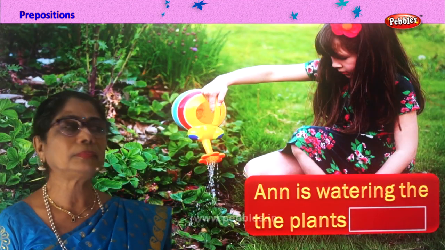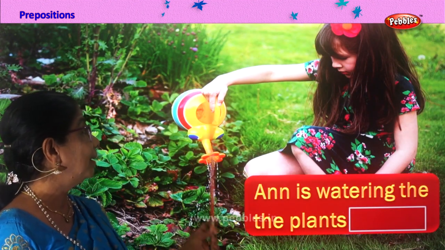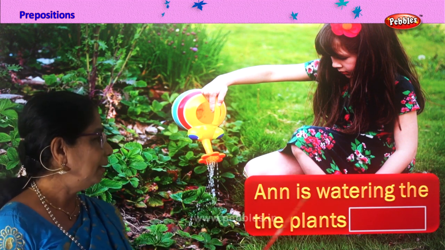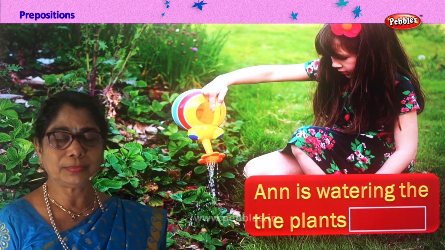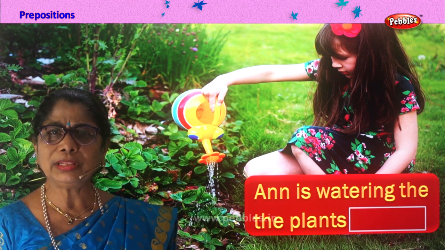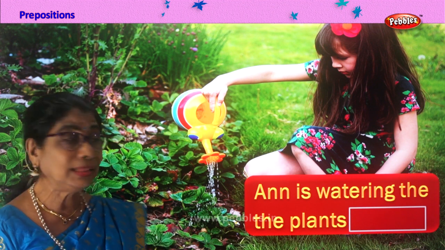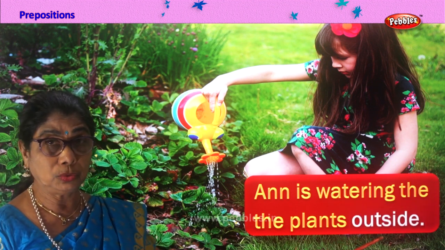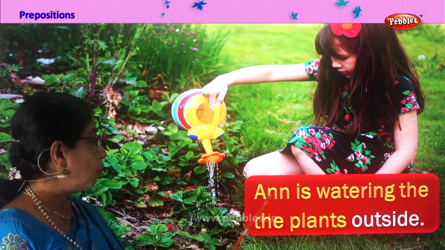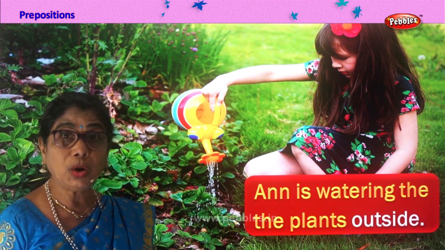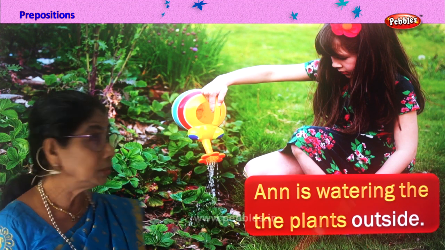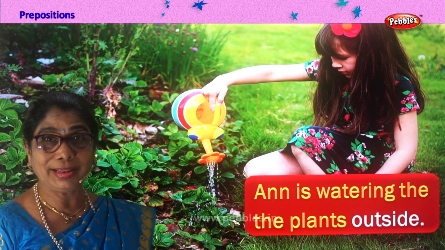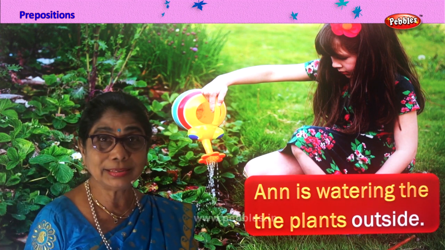Look. Here you have Anne. What is she doing? Anne is watering the plants. Where is Anne watering the plants? Anne is watering the plants outside. You can also keep plants inside the house. Here, Anne is watering the plants outside the house. She's planted a whole lot of tiny plants and she's watering them. So, outside is the preposition.